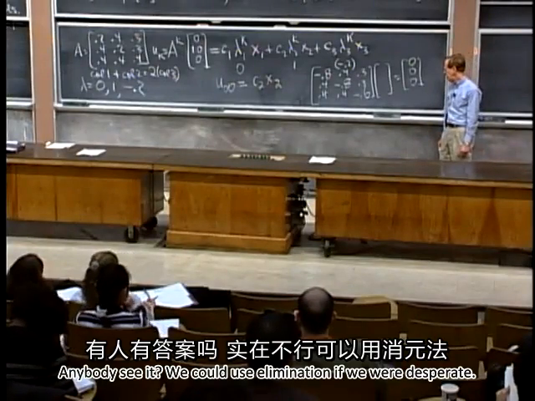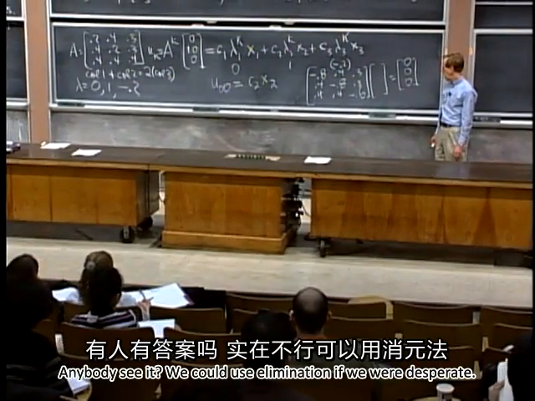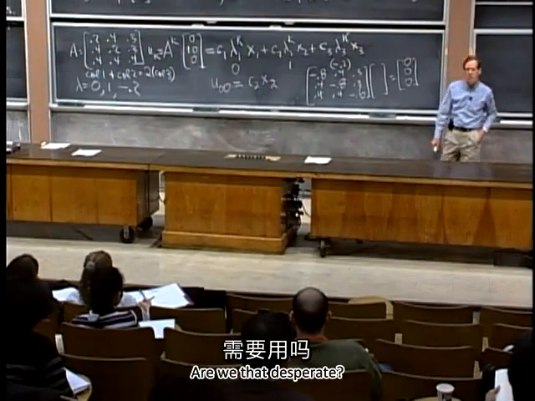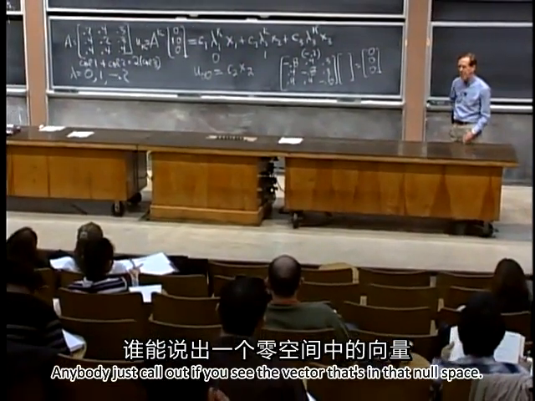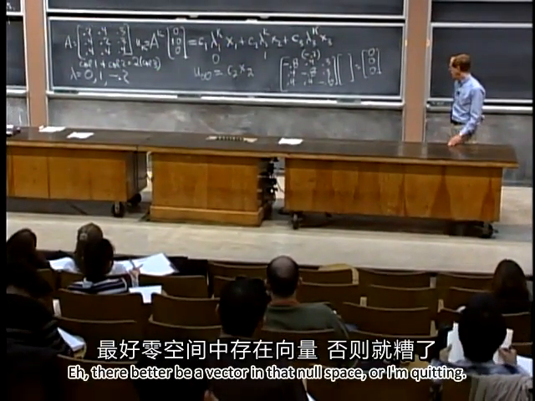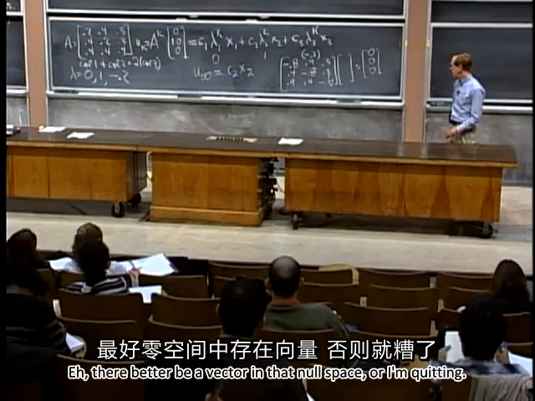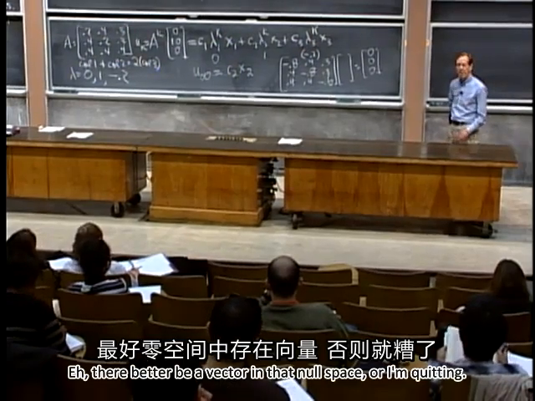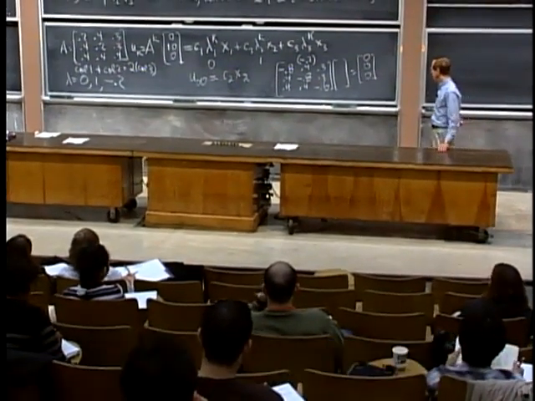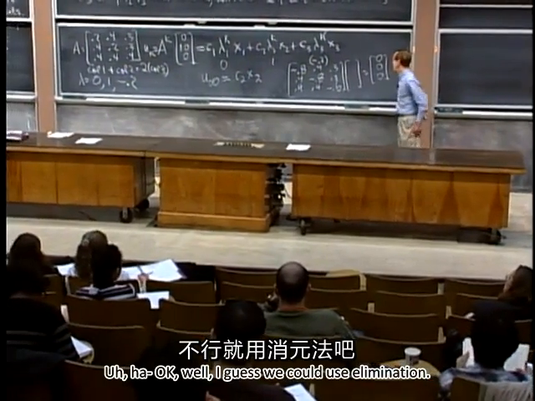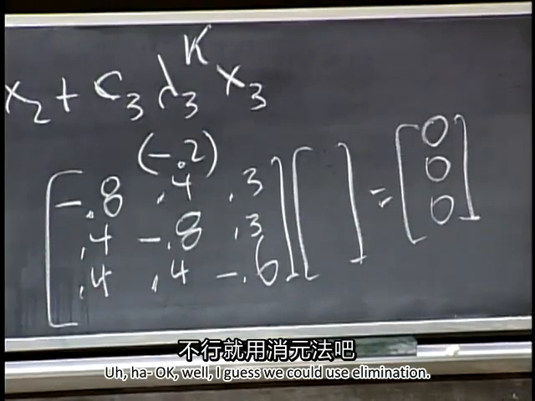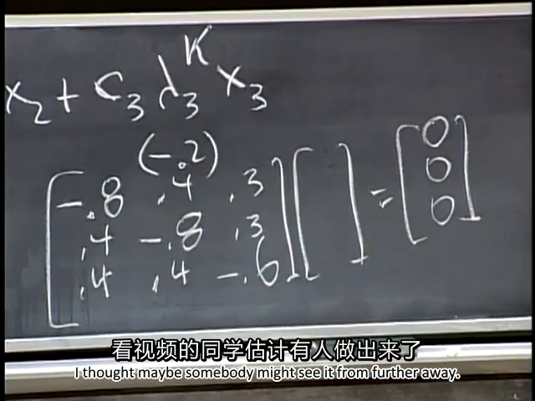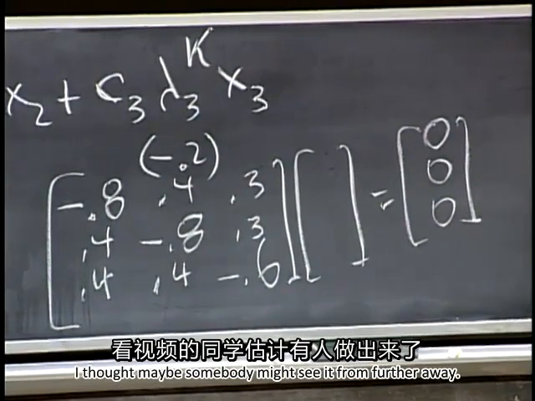We could use elimination if we were desperate. Are we that desperate? Anybody, just call out if you see the vector here that's in that null space. There better be a vector in that null space, or I'm quitting. Okay, well, I guess we could use elimination. I thought maybe somebody might see it from further away.